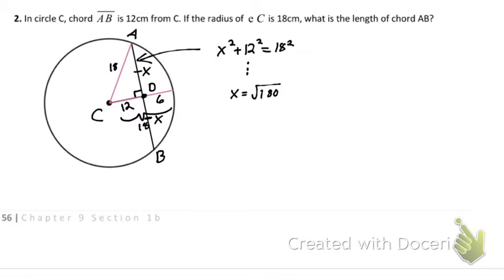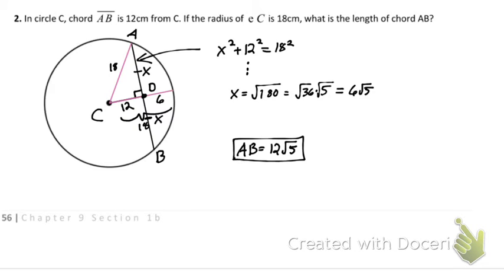No. Oh, not a perfect square. Is there a perfect square that goes into it? Yeah, 36. 36 does go into 180. If you just take your calculator and plug that in, we're going to see that the square root of 180 equals the square root of 36 times the square root of 5, which equals 6 square root of 5. What happens when you have 6 square root of 5 plus 6 square root of 5? What was that? 12 square root of 5. So our answer from A to B is 12 square root of 5. We're done.